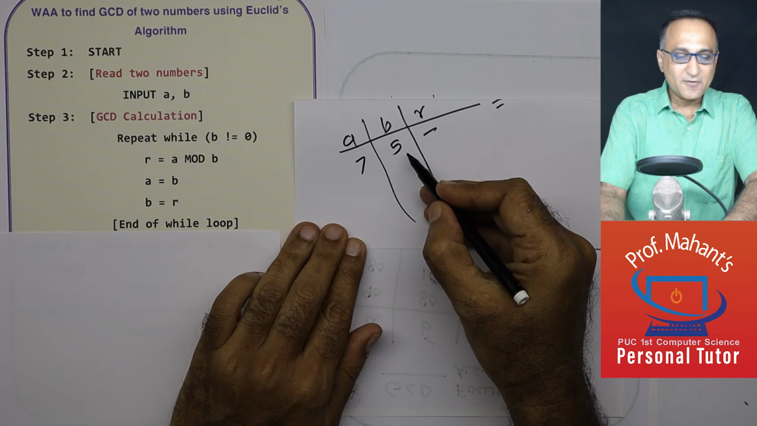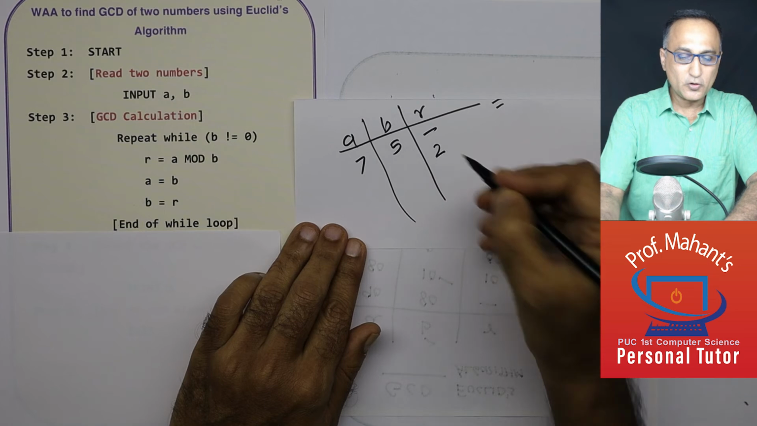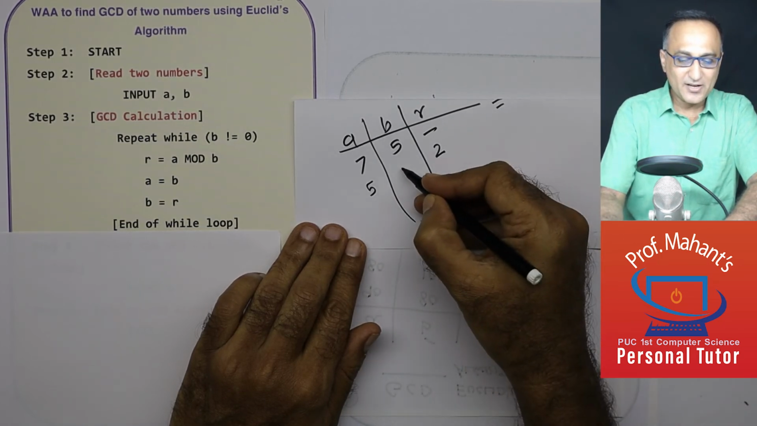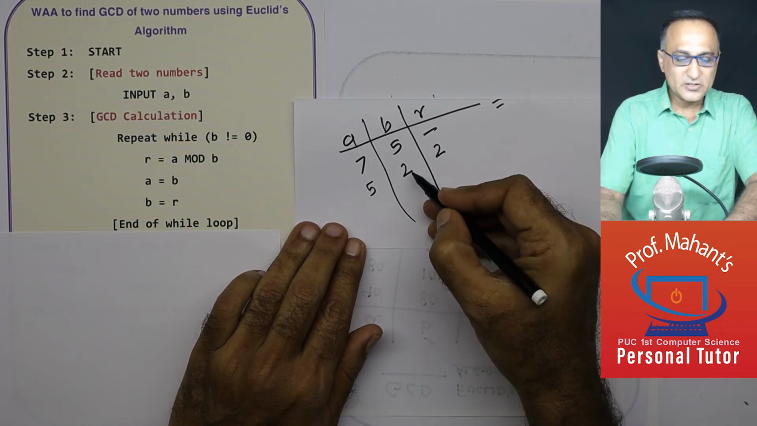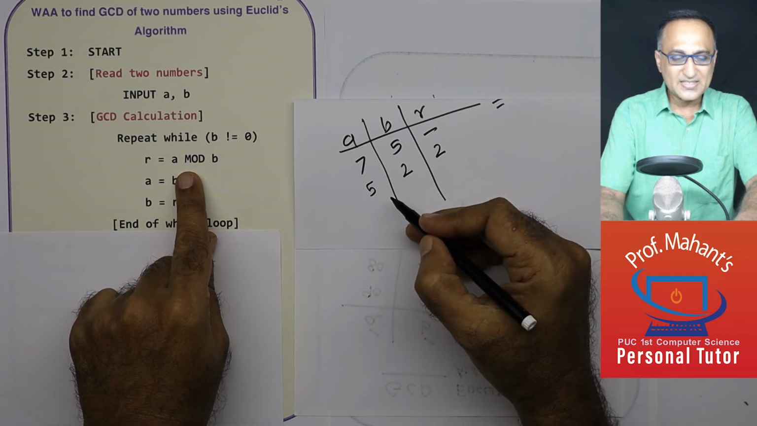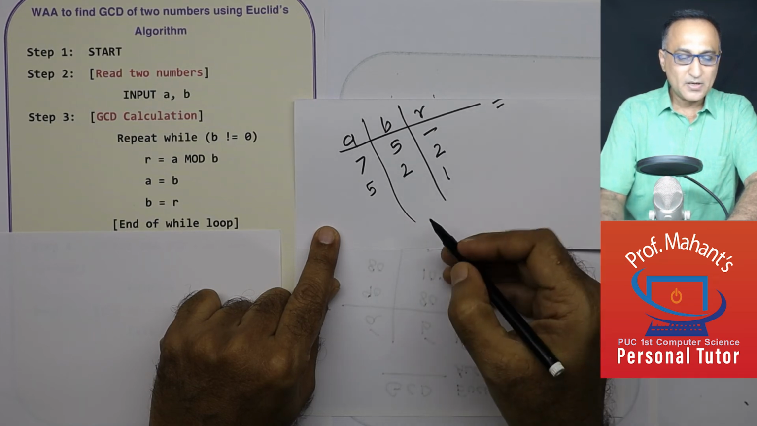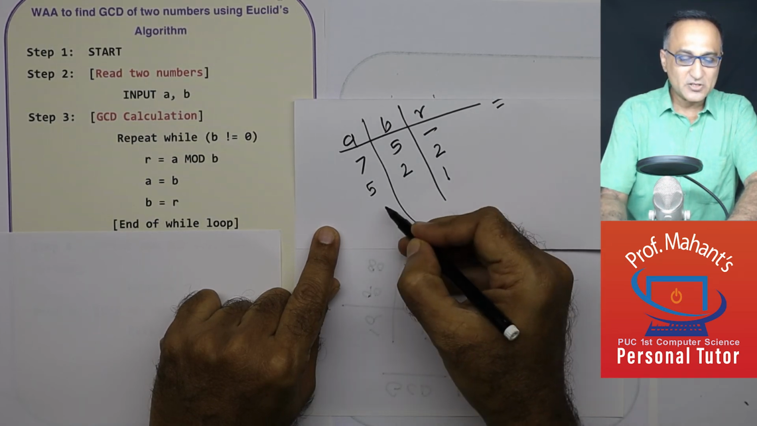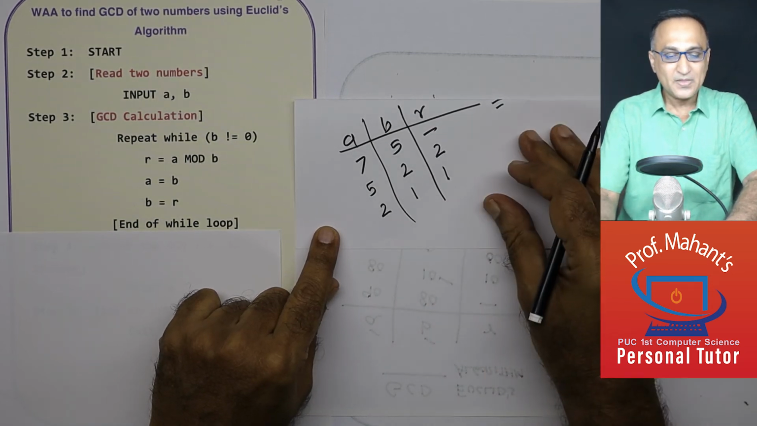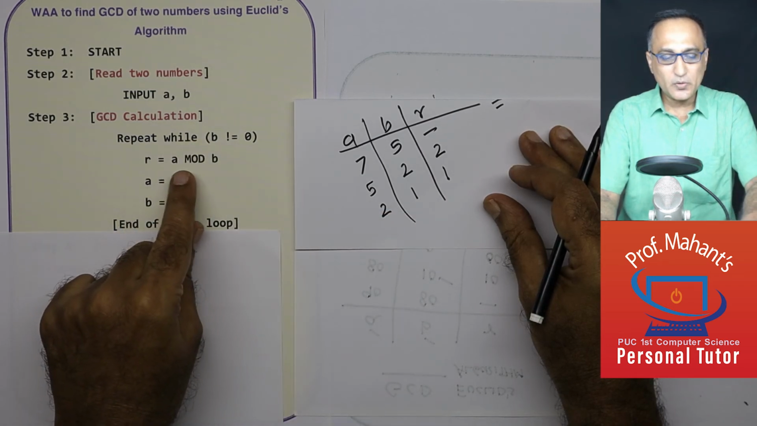7 mod 5. If you divide 7 by 5, the remainder happens to be 2. Now A takes the value of B, and B takes the value of remainder. Now this B, 2, is not equal to 0. So I come back here. Now what is A mod B? 5 divided by 2, the remainder is 1. A takes the value of B, which happens to be 2. B takes the value of remainder, which happens to be 1. Now again I go back. B is still not equal to 0.